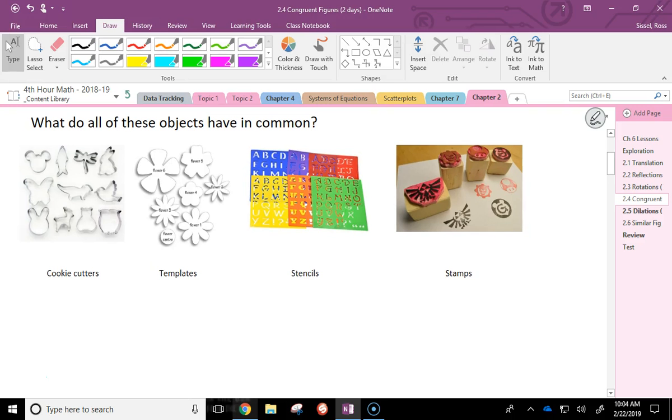What do you think all these images have in common? I have cookie cutters. I have templates. We have stencils. We have stamps. Turn and talk with your neighbor, 30 seconds. I'm going to give a sucker out to one person. I'm going to call them. What do you think all 3 or 4 of these have in common? Turn and talk.